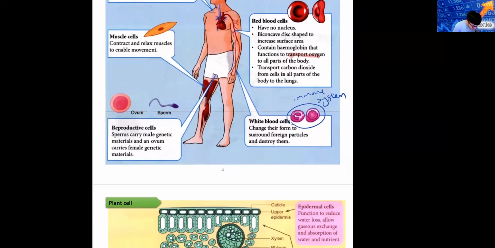So sperms carry male genetic material and ovum carries female genetic material. You get DNA from your dad and you get DNA from your mom. That's why you look like both of them. If your mom looks a certain way and your dad looks a certain way, you look like both of them. But you might say, sir, how come I look more like my dad? And how come my sister looks more like my mom? Because it depends on the strength of the DNA as well. This one I can go all day, but next time I'll explain it to you. When your scientific knowledge is good enough, only then can I explain it to you. If not, you don't understand.